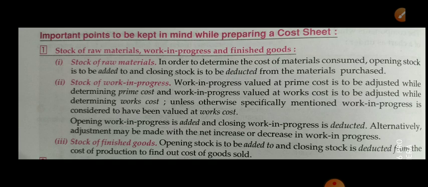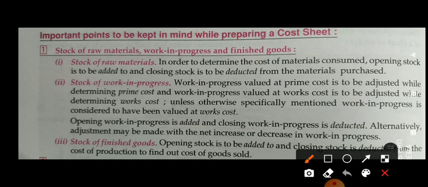So what does it say? It tells you the same thing again. Opening work in progress is added and closing work in progress is deducted. This way we will know the net effect, how much is the total work in progress only for that particular year, because opening is of last year and closing is at the end of the year. So throughout the year, how much work in progress there was, we can get by doing this.